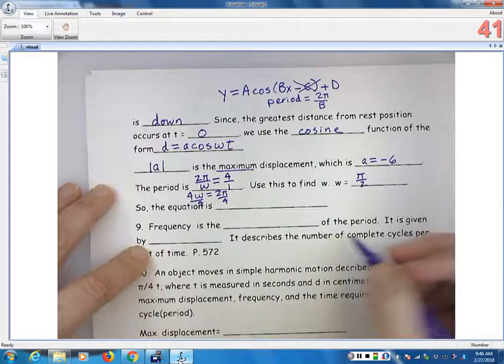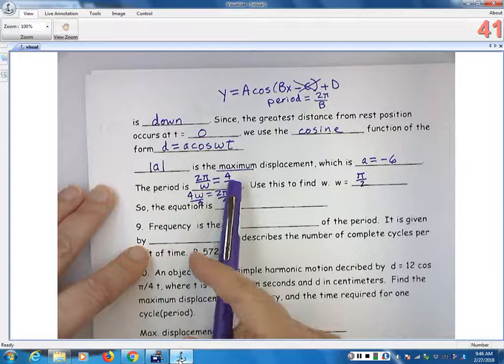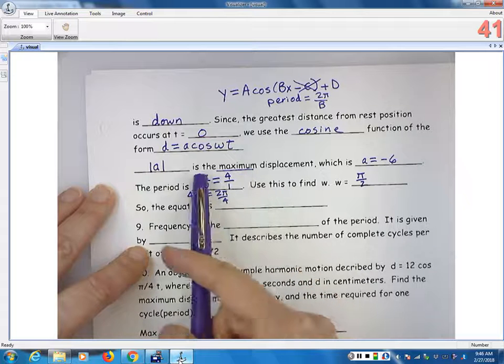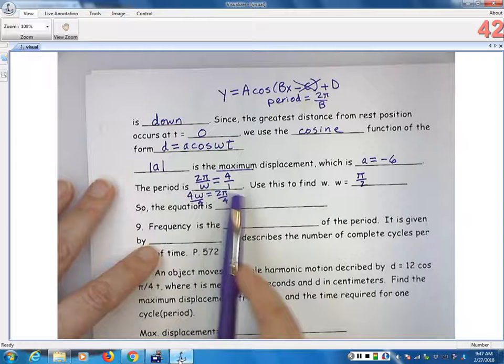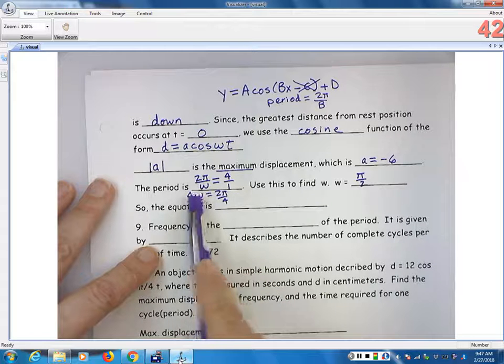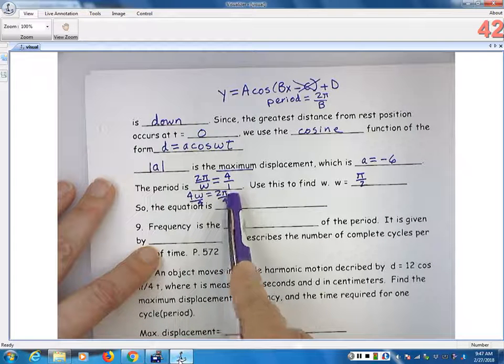Do you all follow that? This was the period, 4. 2 pi over omega is the period. So I cross multiplied, got 4 omega equals 2 pi, divided by 4. Omega is pi over 2.